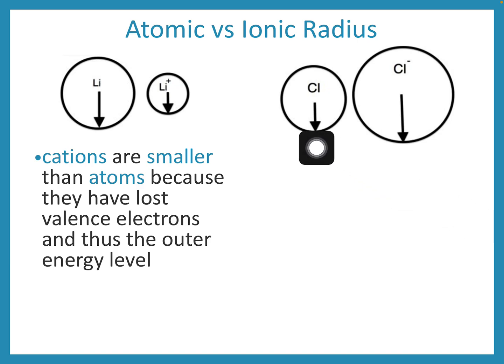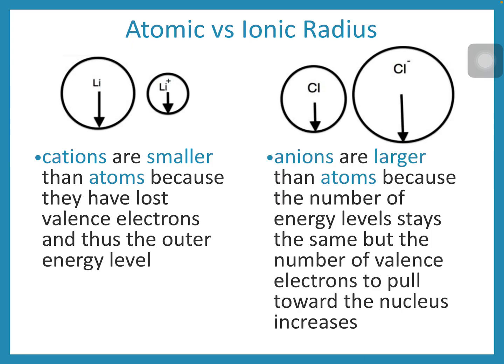So here, there's no change in proton number, so we're comparing the same element, but we are adding more things into that outer shell. So we're adding more things that need to get pulled in without increasing the force from the nucleus that can pull things in tightly. So because of that, anions are going to be larger because their number of shells of electrons stays the same, but then they're adding in more electrons without increasing that pull from the nucleus.